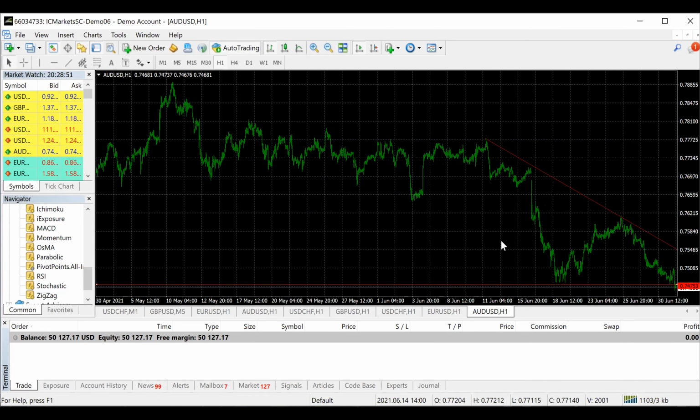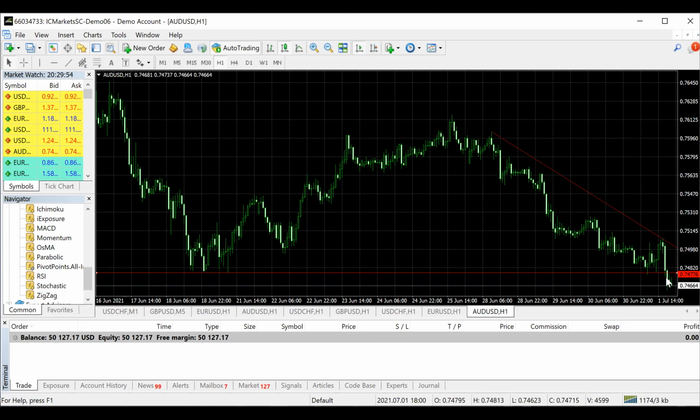Although to understand triangles perfectly, we need to do another video on it. But this is an example of a triangle. Now it's ranging, the support line is straight, but now it's making a little bit of downtrend here. Now you are expecting it to either break out below or above. But this market seems to be breaking below.